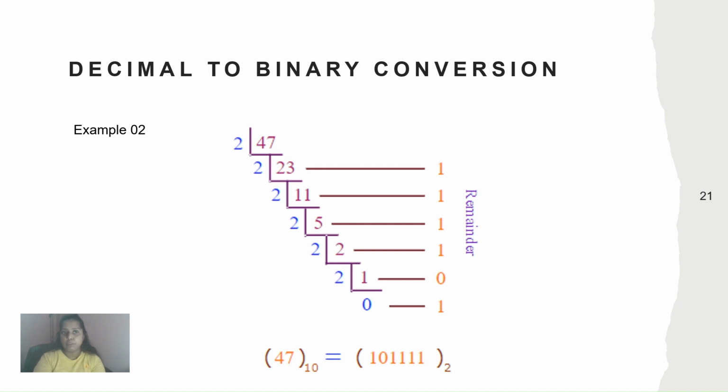Another example is given for 47. 47 divided by 2 again and again, and when you come up to 0, you can write bottom up. 47 divided by 2, 23 remaining 1. 23 divided by 2, 11 remaining 1. 11 divided by 2, 5 remaining 1. 5 divided by 2, 2 remaining 1. 2 divided by 2, 1 remainder 0. 1 divided by 2, 0, and remaining 1. Now write bottom up. 101111 in base 2 is equal to 47 in denary.